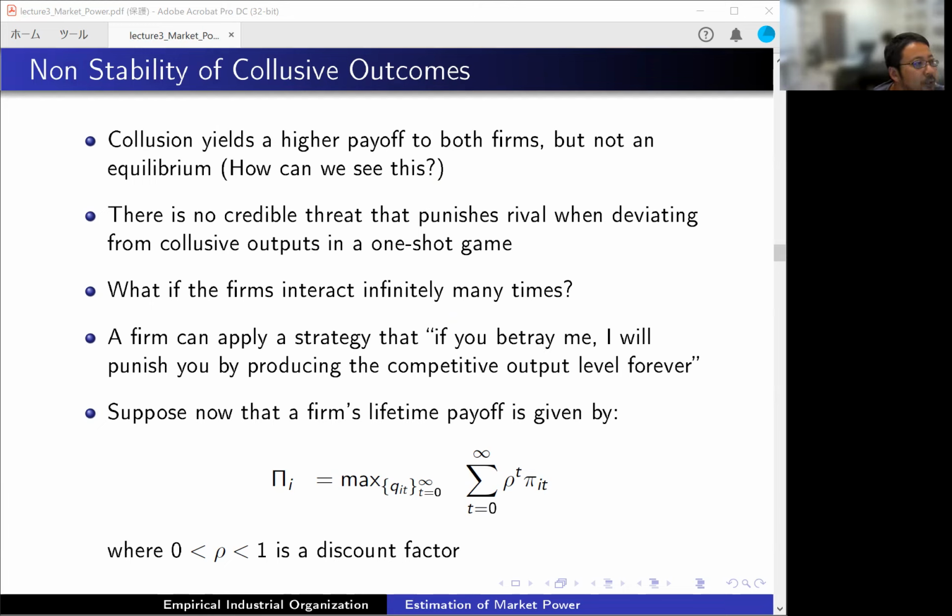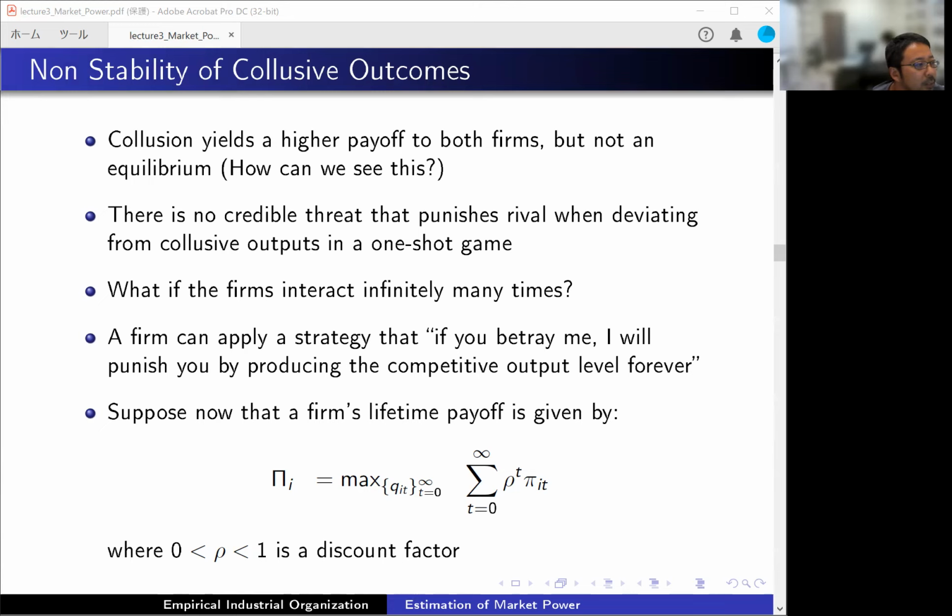Then the natural question here is what happens if we introduce the time dimension to the game and let firms interact repeatedly? In this case, the firms can apply a strategy that if you betray me today, then I will make you regret it by producing the competitive output level forever. We will see that this threat becomes credible under certain conditions, and the collusion can be sustained in equilibrium.